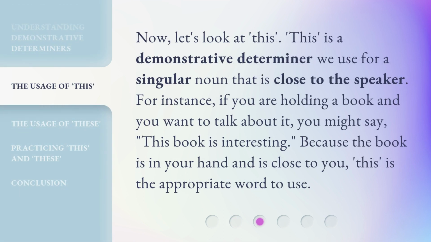Now, let's look at this. This is a demonstrative determiner we use for a singular noun that is close to the speaker. For instance, if you are holding a book and you want to talk about it, you might say, "This book is interesting." Because the book is in your hand and is close to you, this is the appropriate word to use.